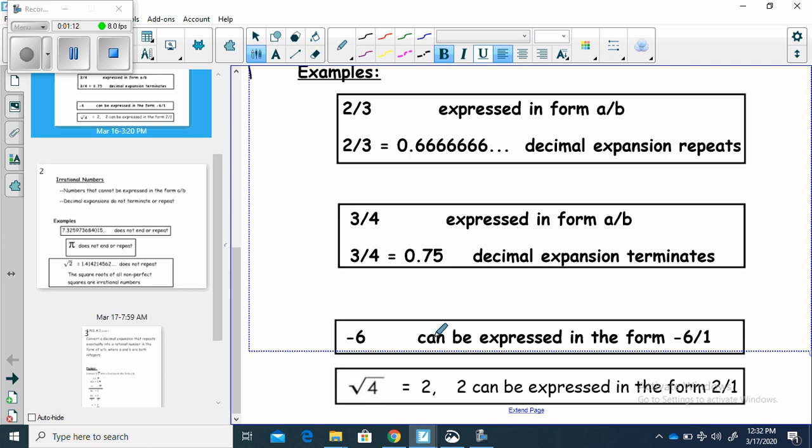How about -6? It can be expressed in the form a over b, -6 over 1. Both -6 and 1 are integers. That's a rational number. And then the square root of 4. The square root of 4 is actually equal to 2. 2 can be expressed in the form 2 over 1, a over b. In fact, any perfect square, when you take the square root of it, will be a rational number.